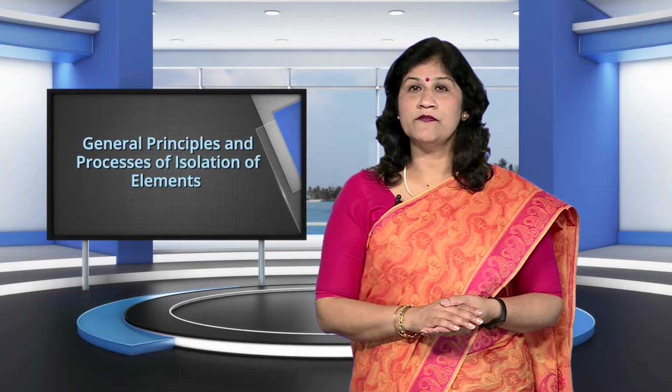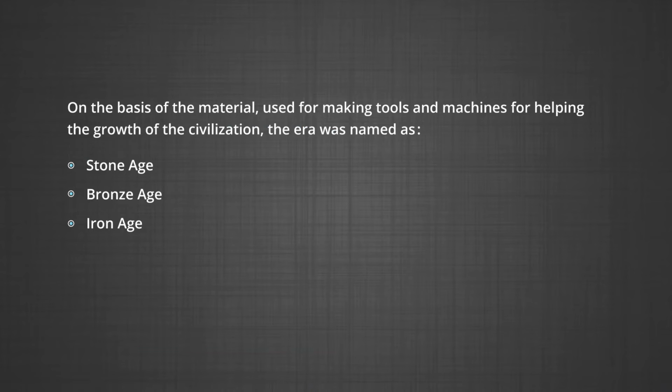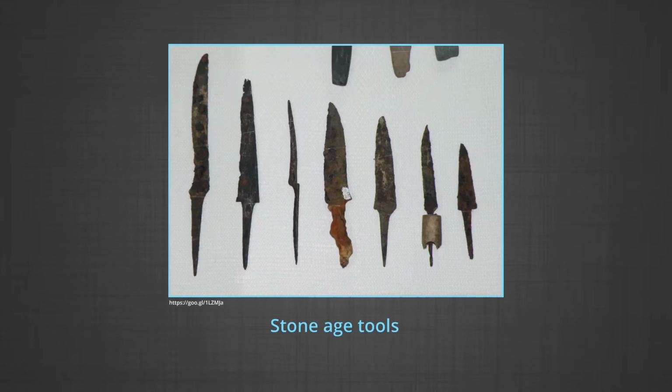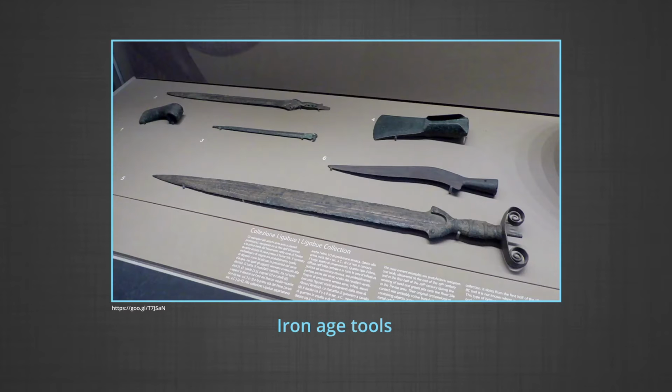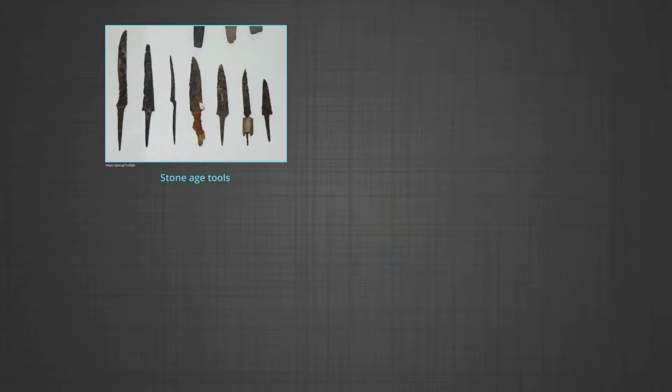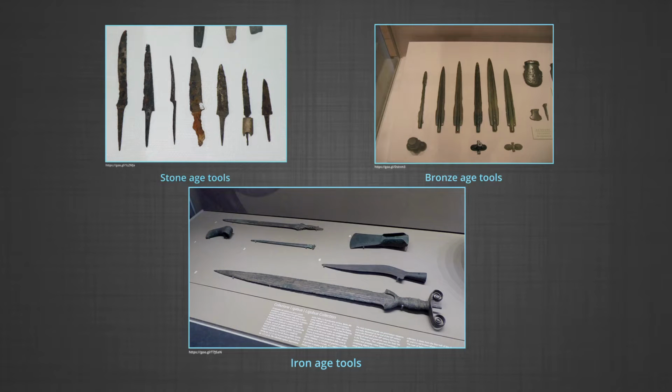You must have studied in your history classes about the evolution of human civilization. On the basis of the material used for making tools and machines for helping the growth of the civilization, the era was named as Stone Age, Bronze Age, Iron Age, etc. Thus, the development of human civilization passed from the Stone Age to Bronze, then to Iron, and now to our modern developed society, a society that is dependent on metals and alloys for its very existence.